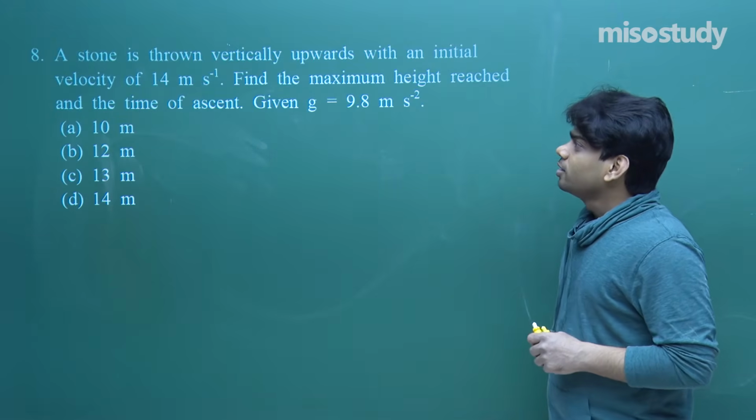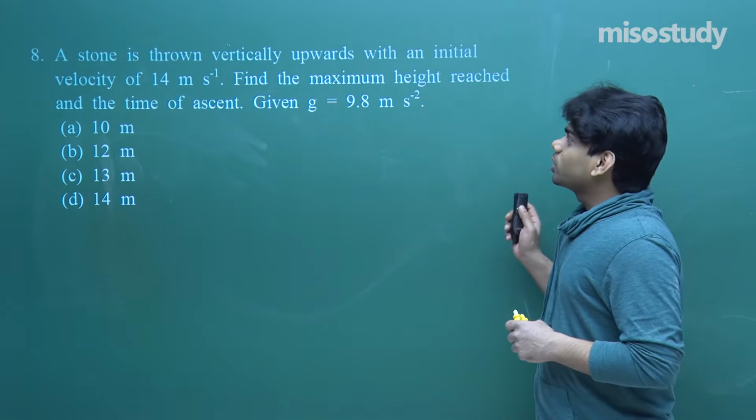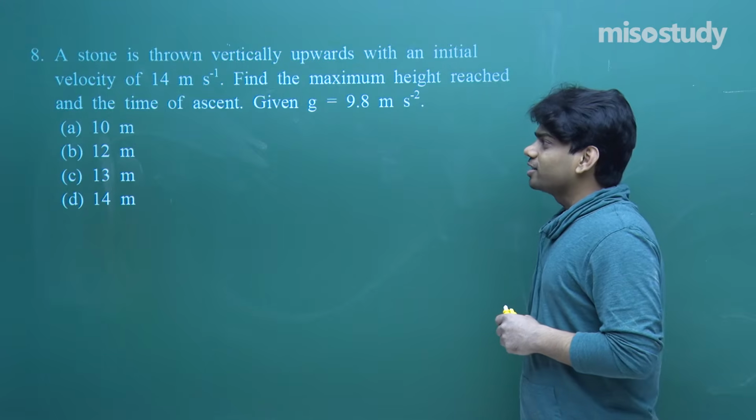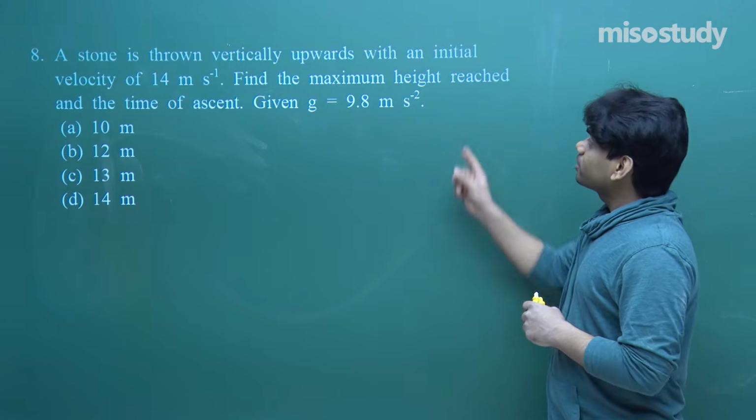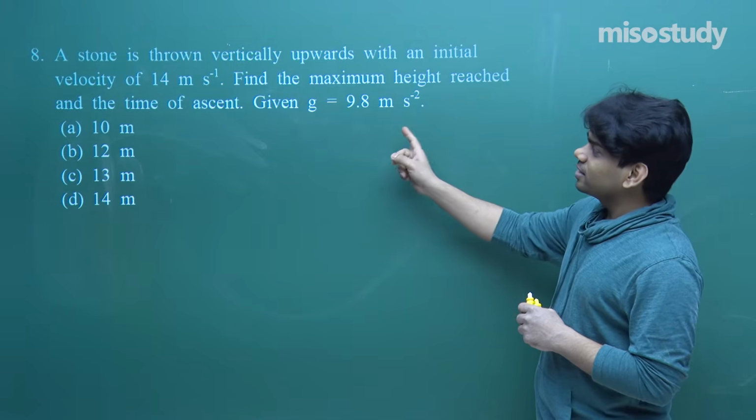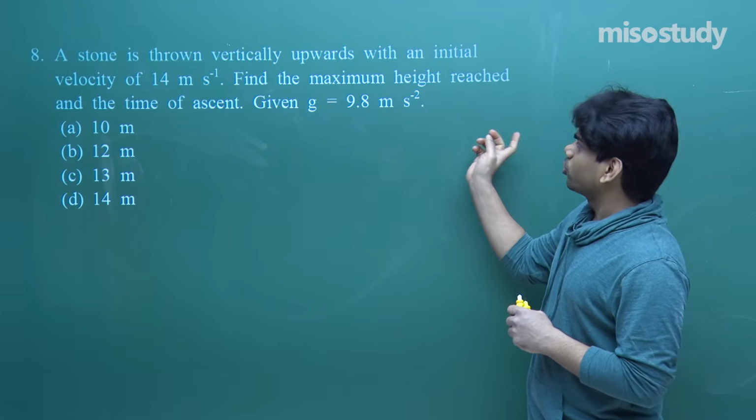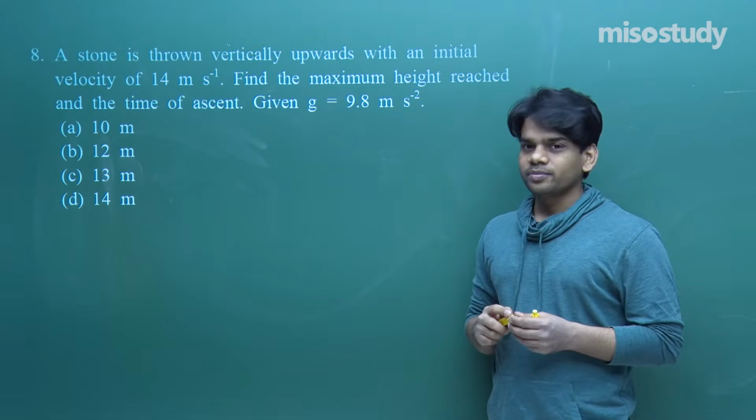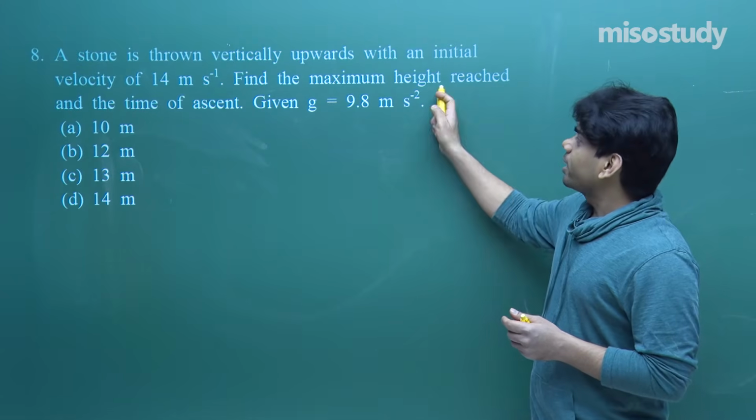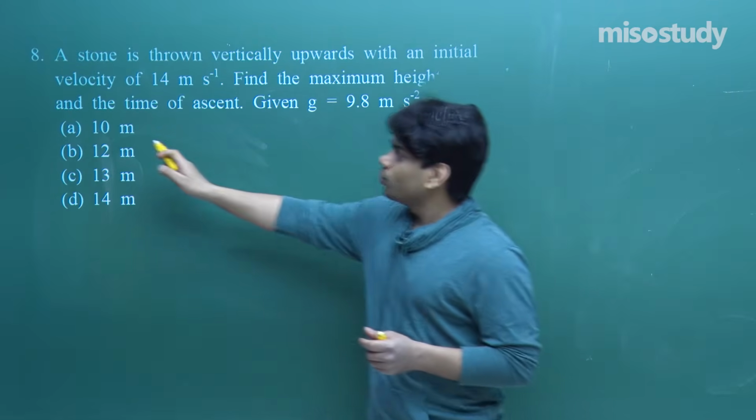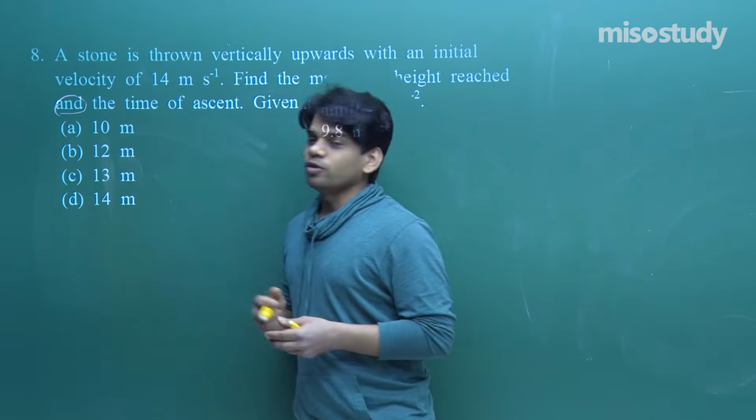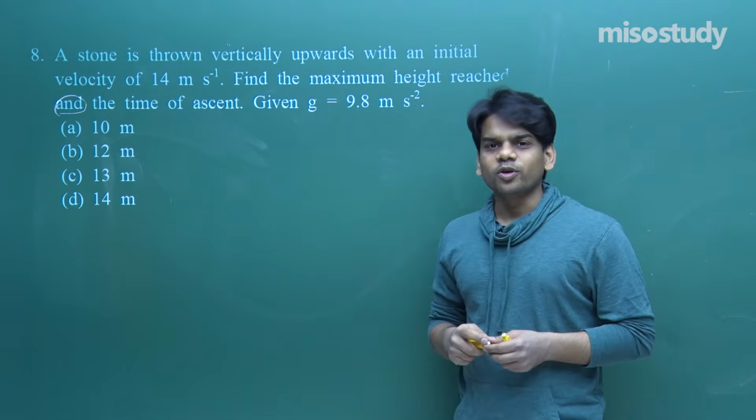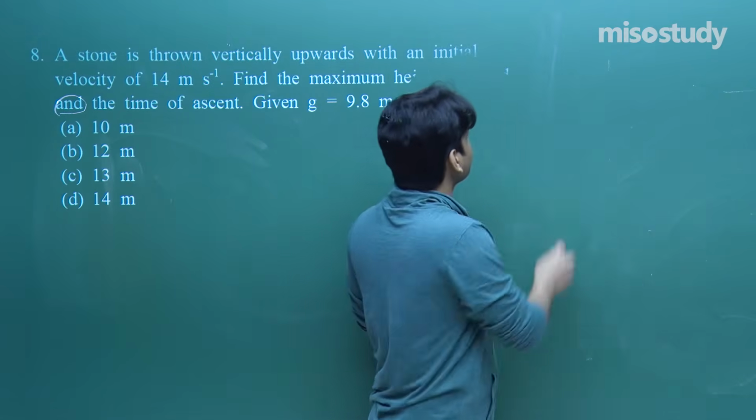Next one, a stone is thrown vertically upwards with an initial velocity of 14 meter per second. Find the maximum height reached and the time of ascent. Maximum height reached you have to obtain, given g equals 9.8 meter per square second. Here we only have to find out the maximum height reached for the time of ascent, so don't worry about the rest. Options: A 10 meter, B 12 meter, C 13 meter, D 14 meter. Let's try to find out.